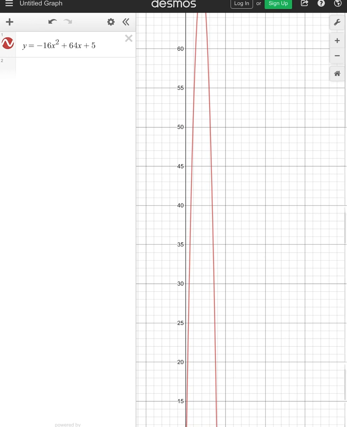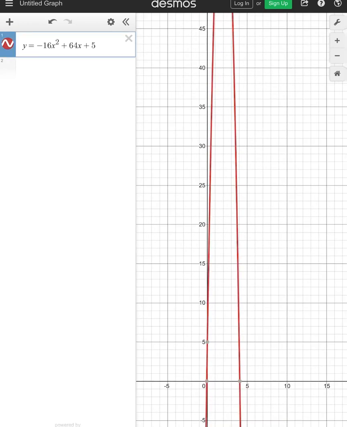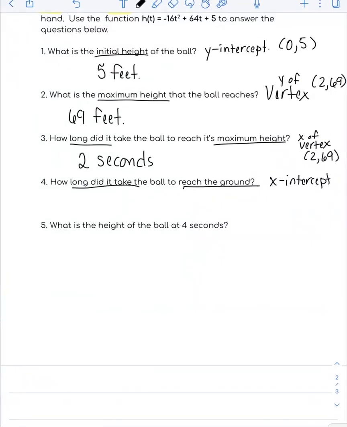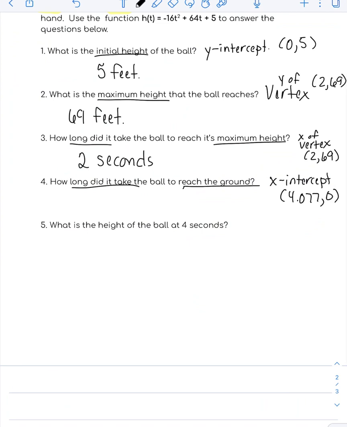So our positive x-intercept is 4.077. How long? It talks about seconds. So it took about 4 seconds for the ball to reach the ground.